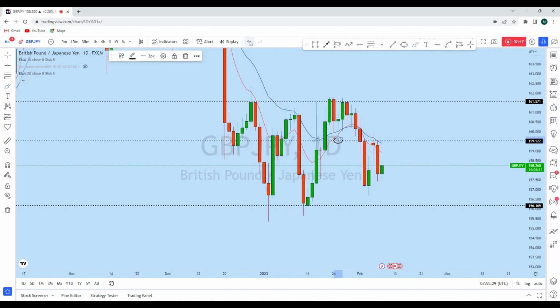As you can see, there was a double top formation and then the price broke down the neckline of this double top, and support was tested as resistance with this daily 20 EMA. We have seen that there was a strong drop on the daily perspective.